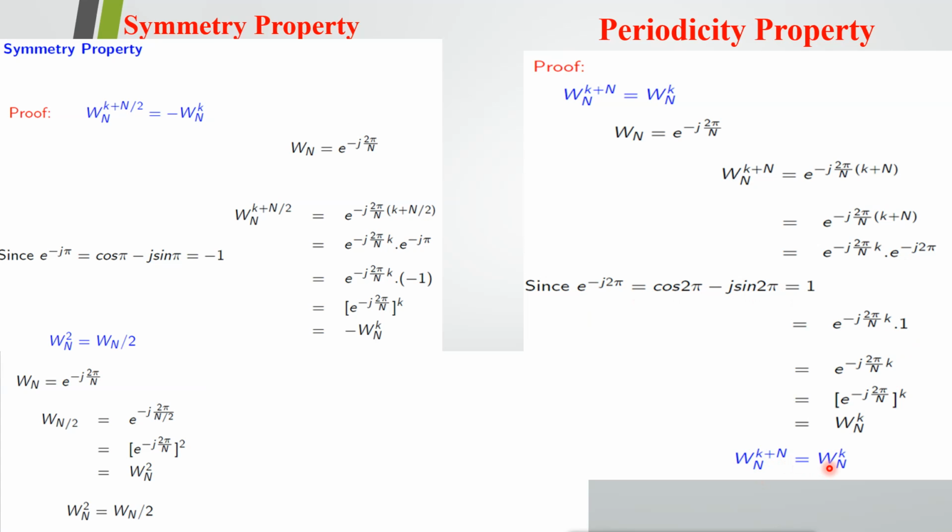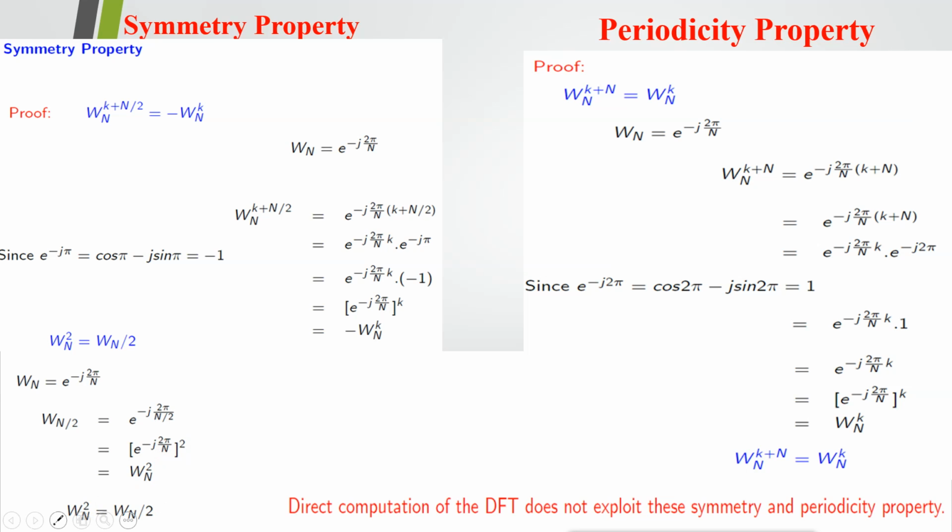raised to k. Another important condition is W of N whole square equal to W of N by 2. So we know W of N equal to e to the power of minus j 2 pi divided by N. Substitute here e to the power of minus j 2 pi divided by N by 2. This one we can rewrite as e to the power of minus j 2 pi by N the whole square. Then we can say that W of N the whole square equal to W of N by 2. Direct computation of DFT does not exploit the symmetry and periodicity property.